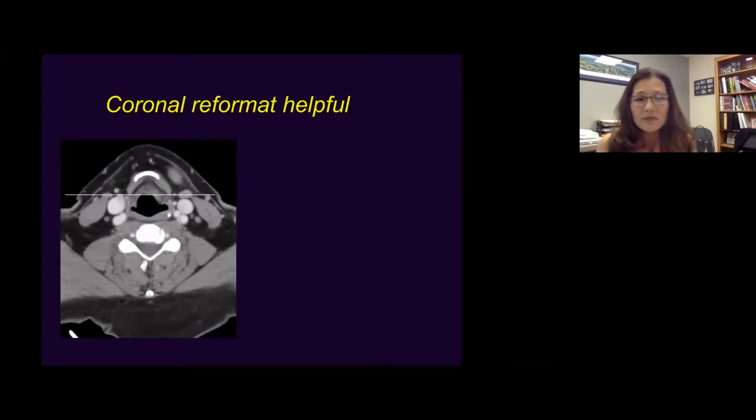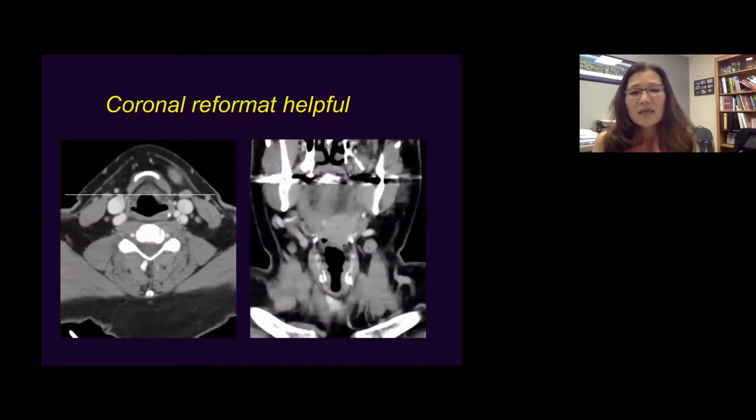coronal reformat out of the images very easily. And in these cases, when I'm looking at actual images, I may not be too excited about this, but when you see coronal images showing a more round appearance, and not only that, a central area of hypodensity, then you can be pretty confident that this is suspicious for nodal metastasis.